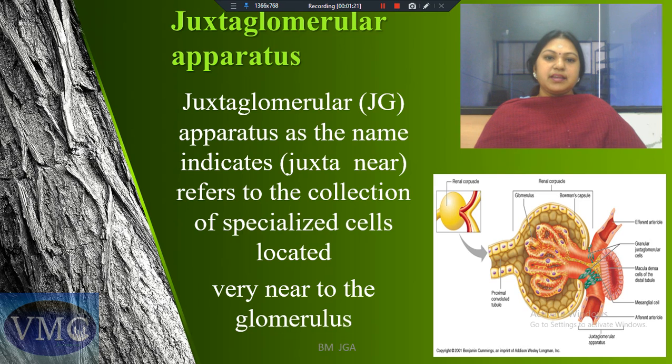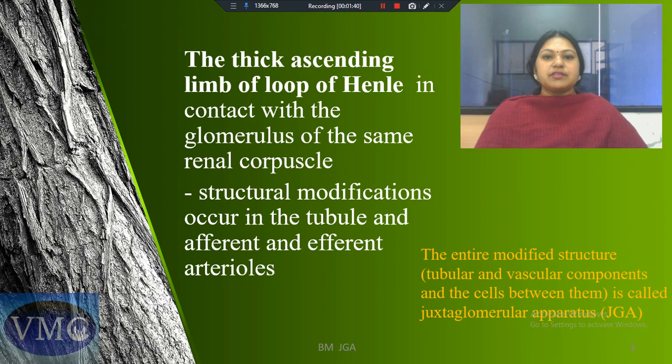As the name indicates, juxta means near, and it refers to a collection of specialized cells located very near to the glomerulus. By now you know it consists of the cells present in your afferent arteriole and the cells present in the macula densa. The thick ascending limb of the loop of Henle is in contact with the glomerulus of the same renal capsule, and the structures are modified, in the tubules and in the afferent and efferent arterioles. This entire modified structure, that is tubular and vascular components and the cells between them, is called a juxtaglomerular apparatus.